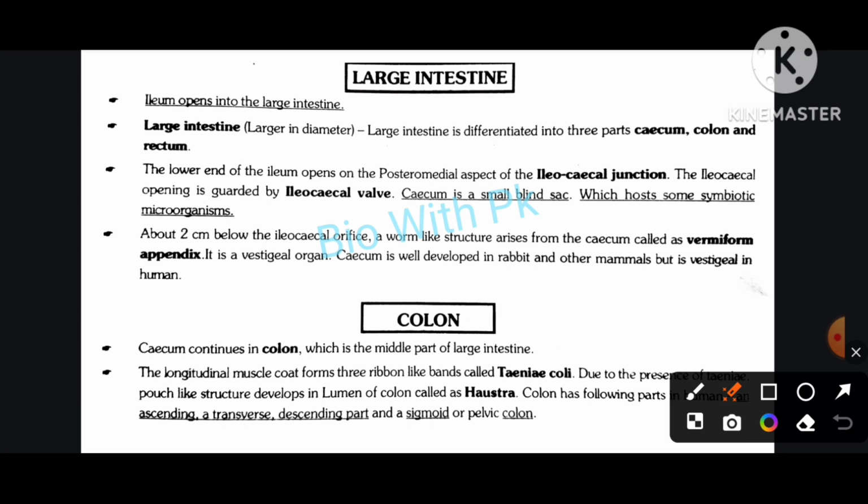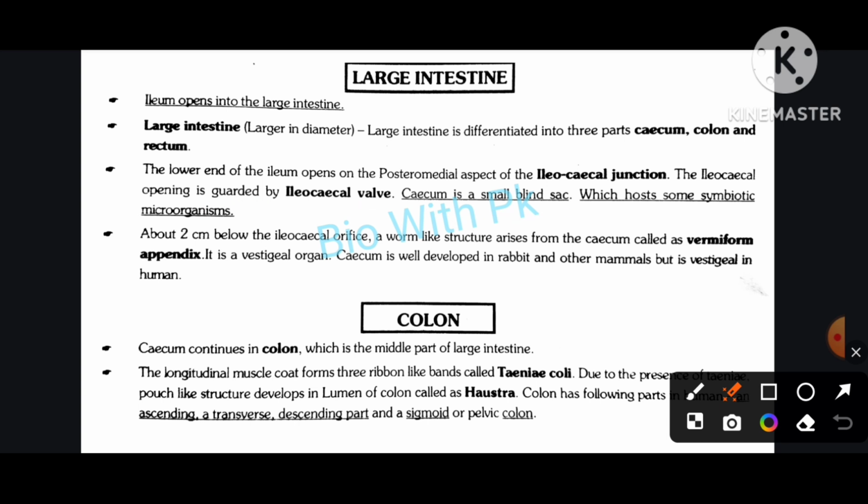Large intestine. Ileum opens into the large intestine. Large in diameter. Large intestine is differentiated into three parts: cecum, colon, and rectum. The lower end of the ileum opens on the posteromedial aspect of the ileocecal junction. The ileocecal opening is guarded by the ileocecal valve.